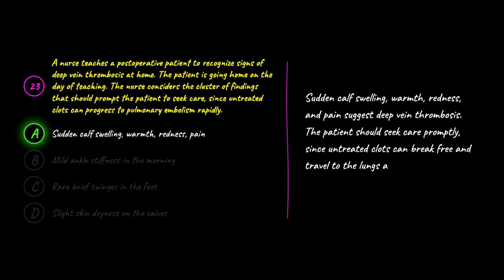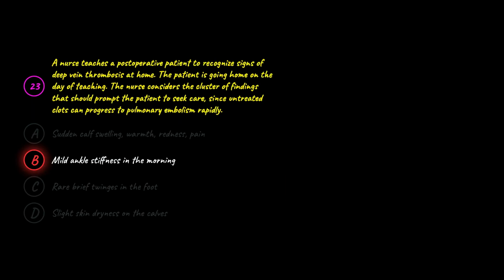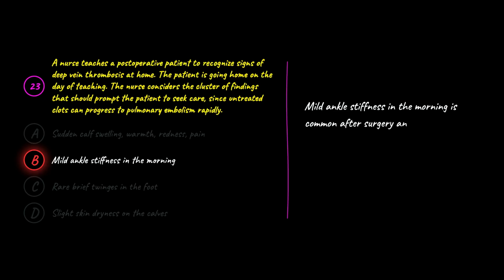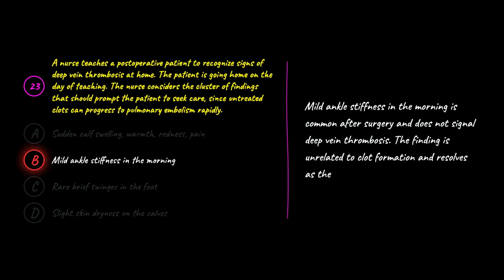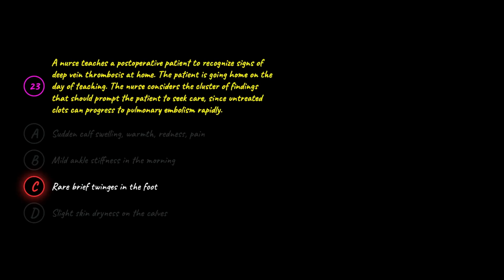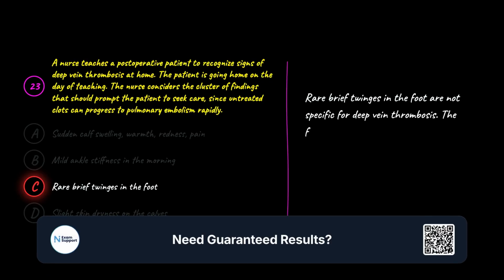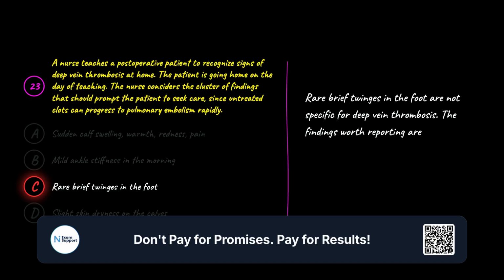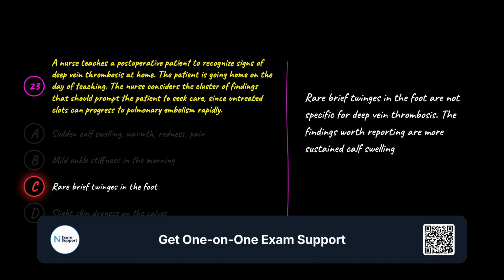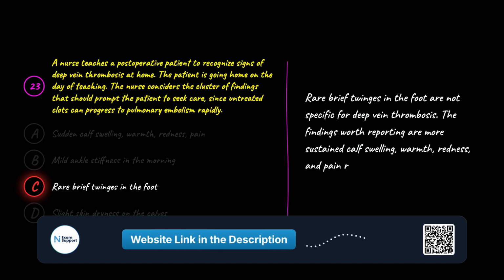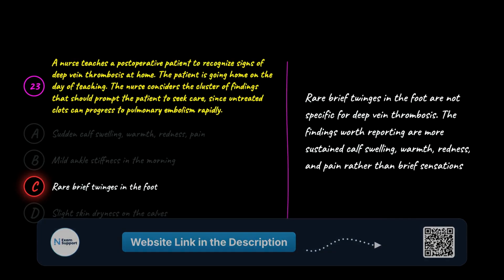B is wrong because mild ankle stiffness in the morning is common after surgery and does not signal deep vein thrombosis. The finding is unrelated to clot formation and resolves as the patient moves through the day. C is wrong because rare brief twinges in the foot are not specific for deep vein thrombosis. The findings worth reporting are more sustained calf swelling, warmth, redness, and pain rather than brief sensations during normal recovery.